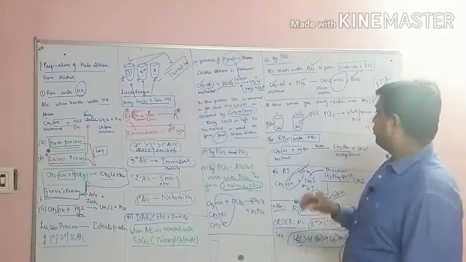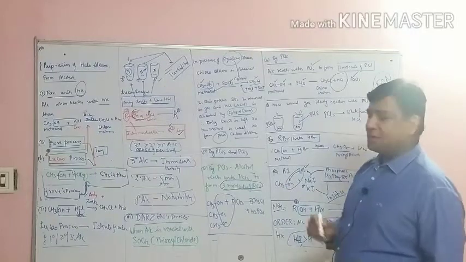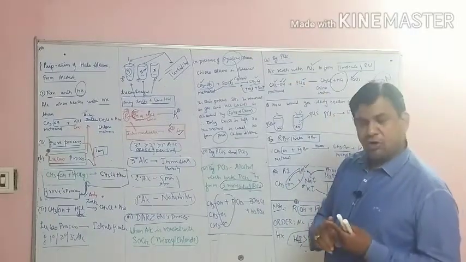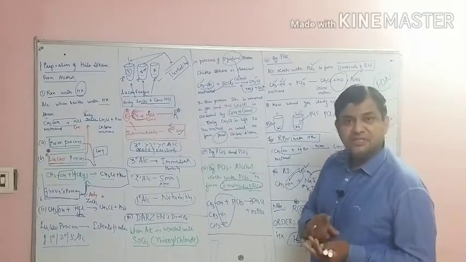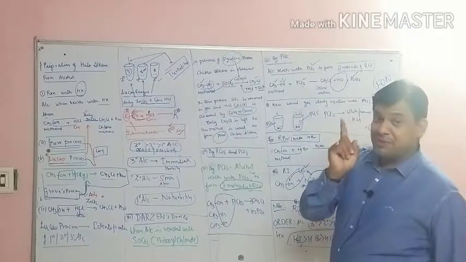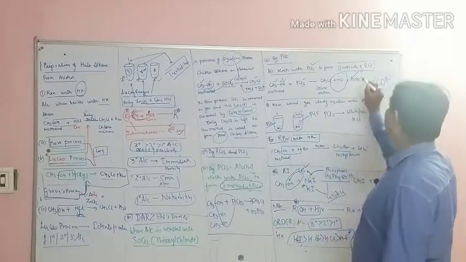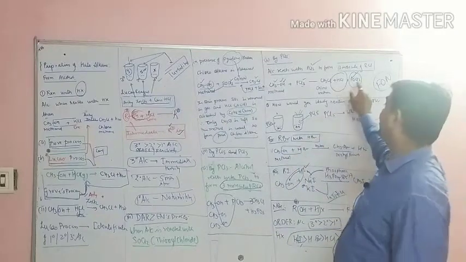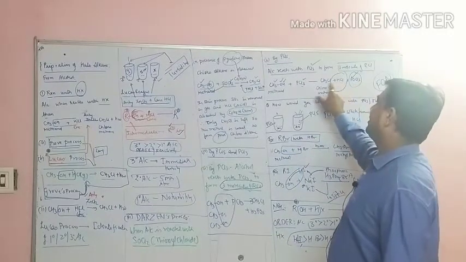Remember students, those organic compounds which have oxygen, like alcohol, phenols, aldehydes, ketones, carboxylic acids and their derivatives, always react with PCl5, and one side product is always POCl3. Remember this point: one side product is always POCl3, and the remaining products are there.